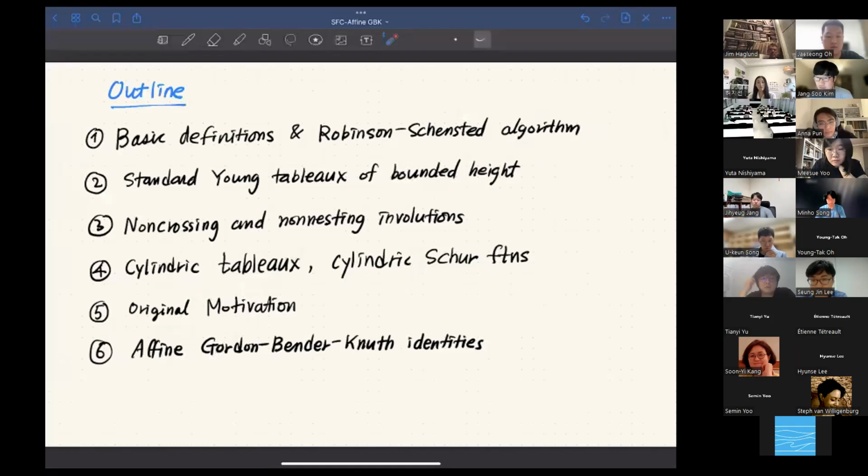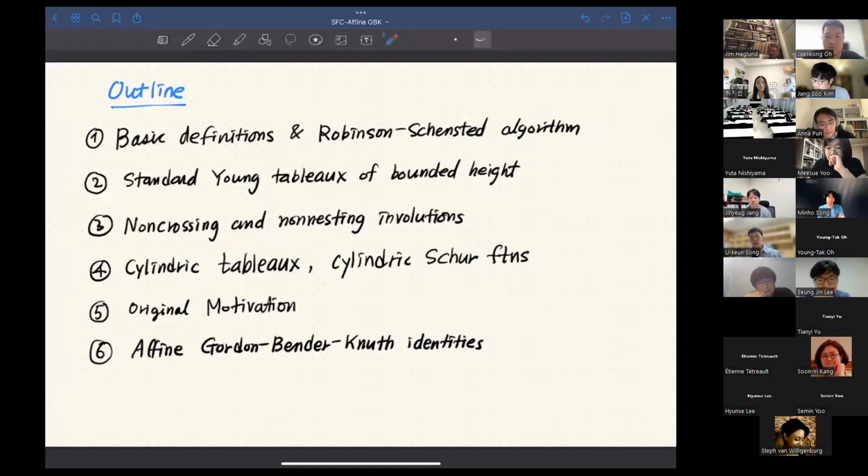Standard Young tableau of bounded height and non-crossing and non-nesting involutions. And I'm going to tell you a little bit more about cylindric tableau and cylindric Schur functions. And I'm going to tell you our main results and the original motivation of our work. And actually, this is our main result, Affine Gordon-Bender-Knuth identities. I will explain what these identities are almost at the end of my talk.